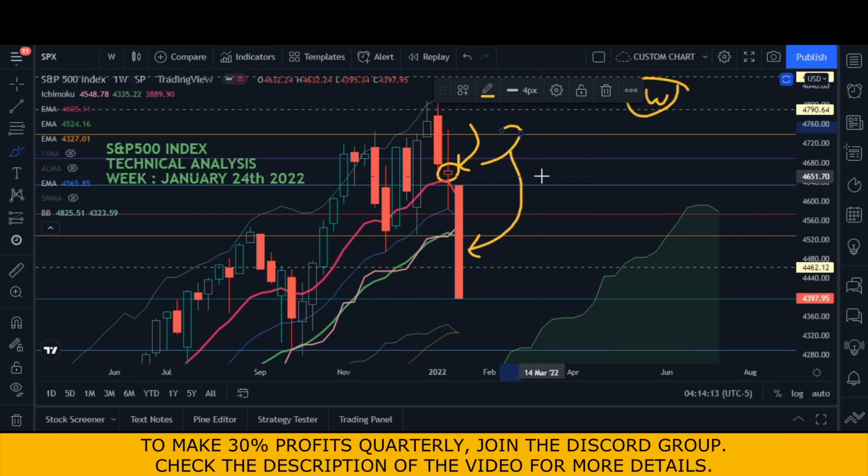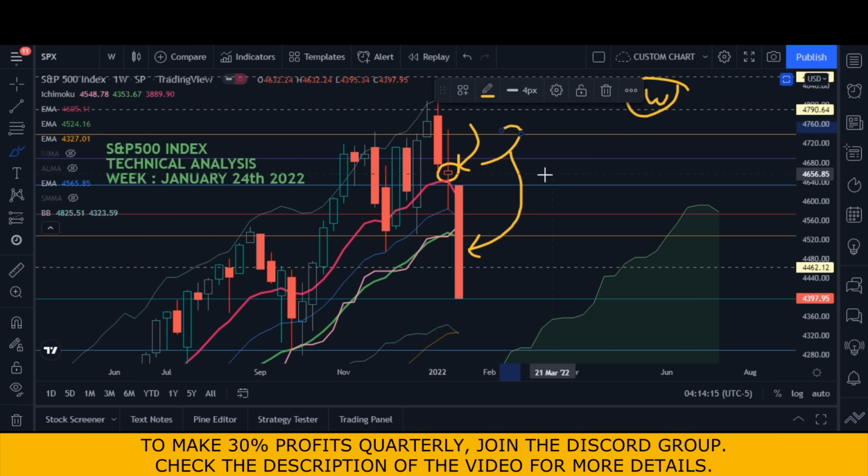Anyways, let's do the technical analysis. Before I do the technical analysis, I'm going to write down the support and resistance levels here for the S&P 500. Okay, so we have this resistance here at 4790.